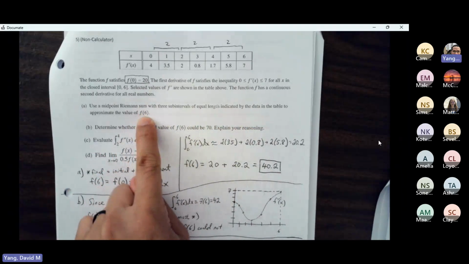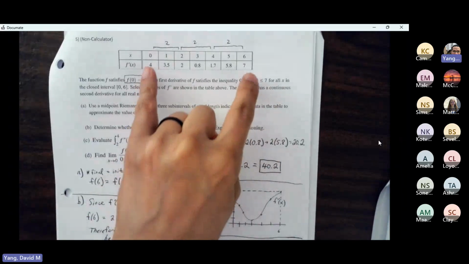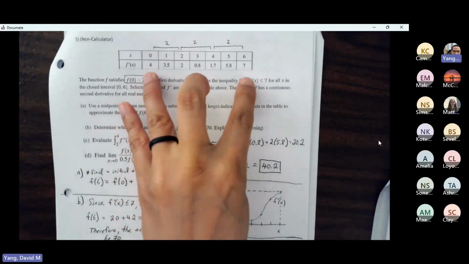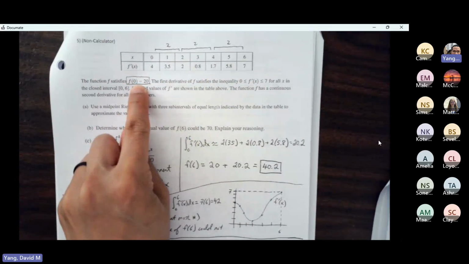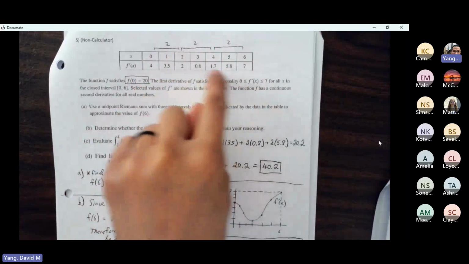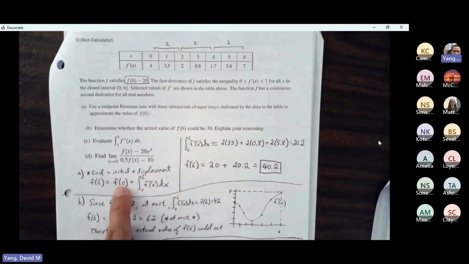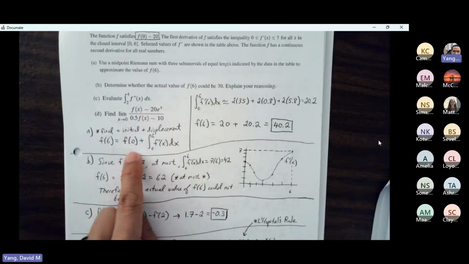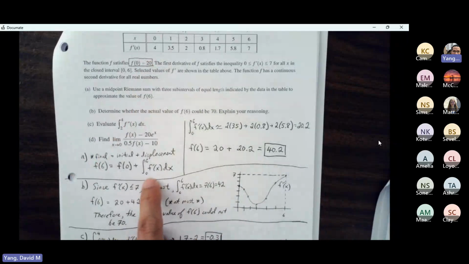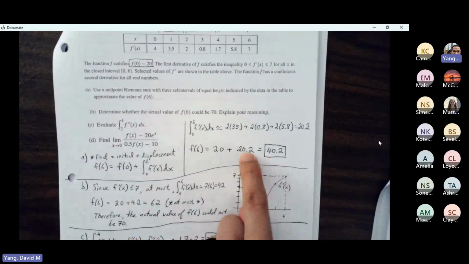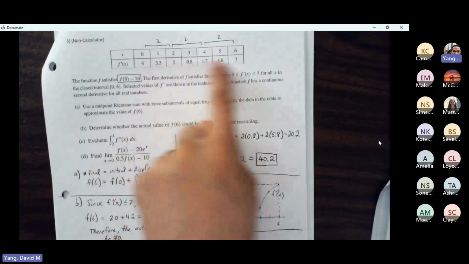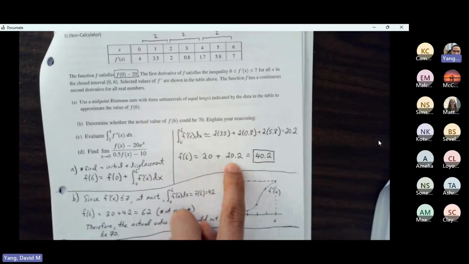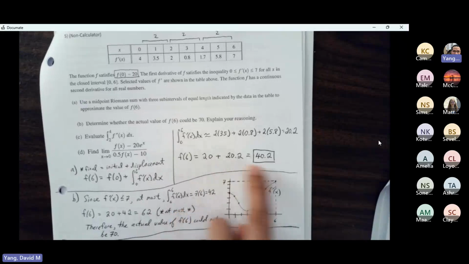Okay, use it to approximate f of 6. Now, we know that the integral from 0 to 6 is only going to tell us the displacement in this interval, okay? Because it tells us f of 0 is 20. So this tells us how much is gained in that period. So if I want to find my final point, it's always going to be initial plus displacement. So we know f of 0 is already 20, and the integral from 0 to 6 of f prime we just found is 20.2, because that's the area using the Riemann sums. So we start at 20, we gained another 20.2, so we're going to end up at 40.2.